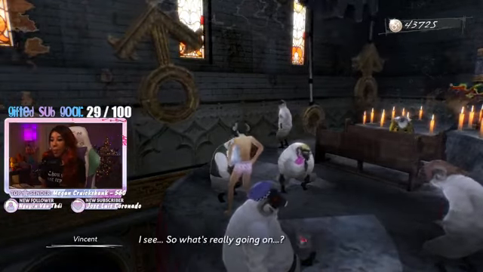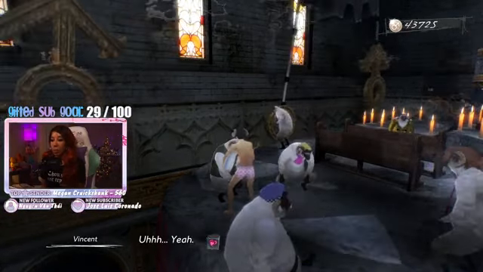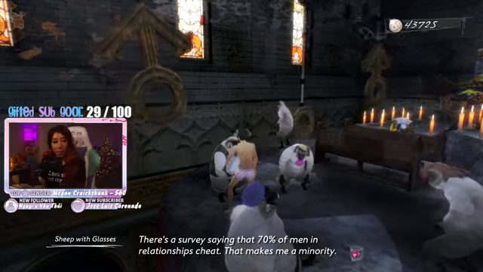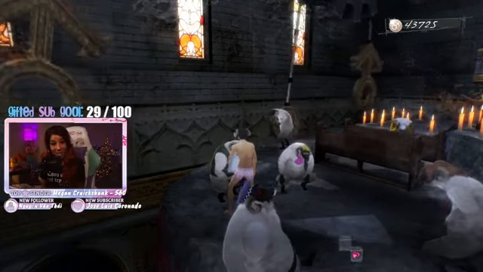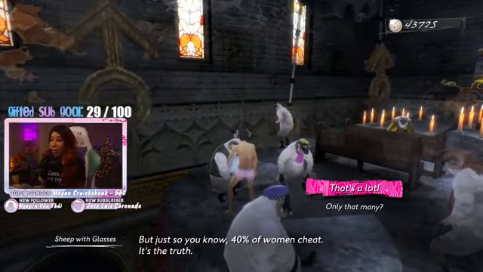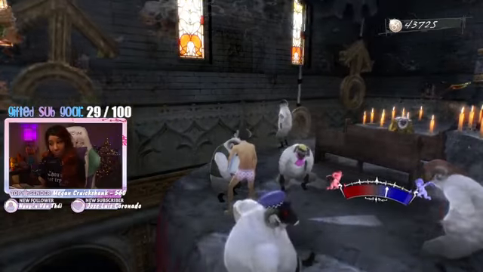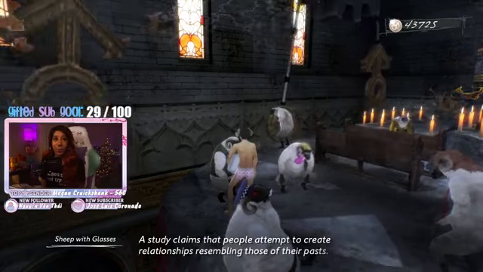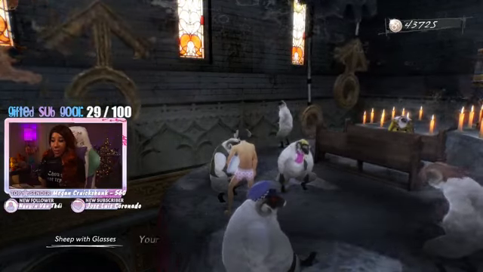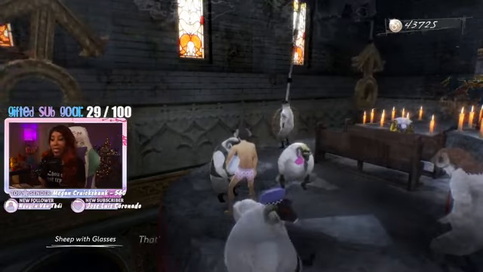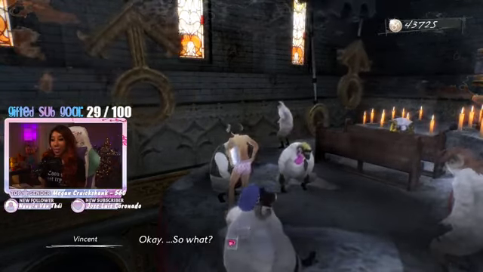Cheating, but see, have you cheated? There's a survey saying that 70% of men in relationships. Damn, not 70% of men. Y'all out here cheating? But just so you know, 40% of women cheat. Really? Yes, so it's like a curse. Resembling those of their pasts. Your childhood relationship with your parents. It's crazy, yes.